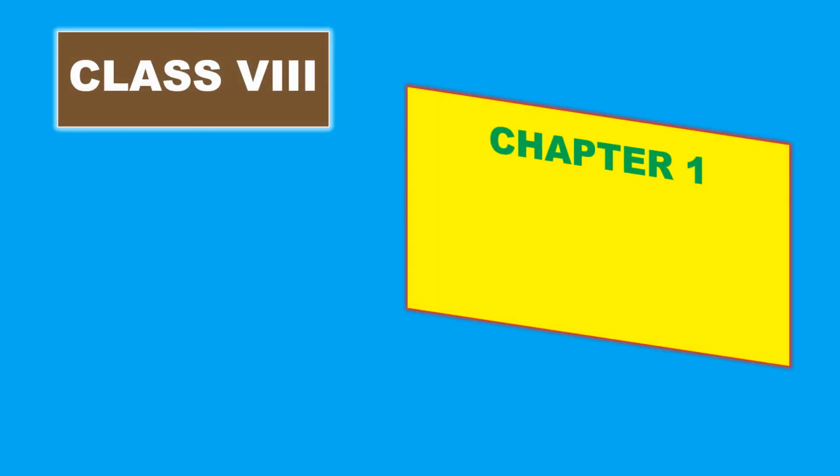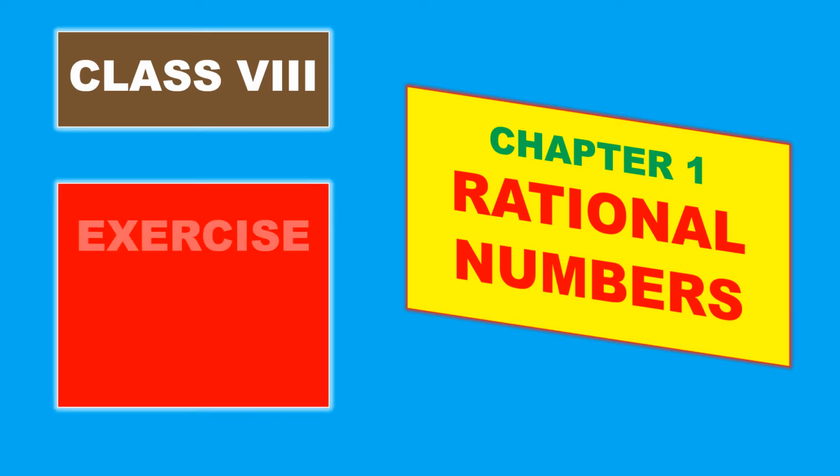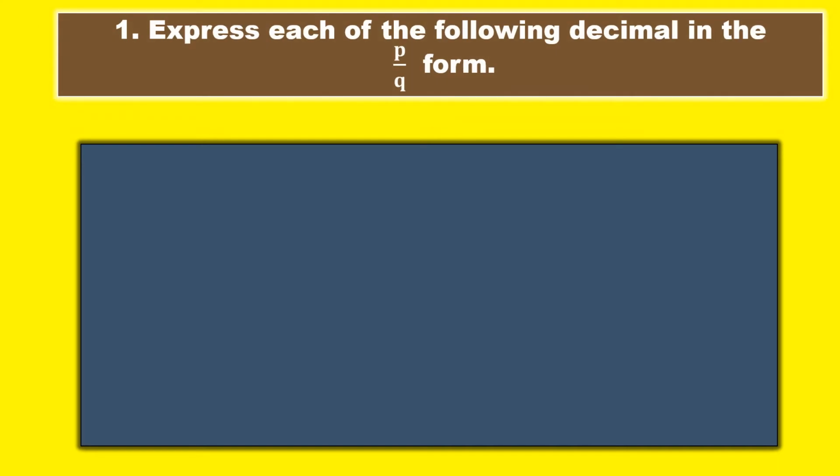This video is for 8th class, chapter 1, rational numbers, and in this video we are going to discuss the problems from exercise 1.3 first bit. So here is your first question. Express each of the following decimals in the P by Q form.